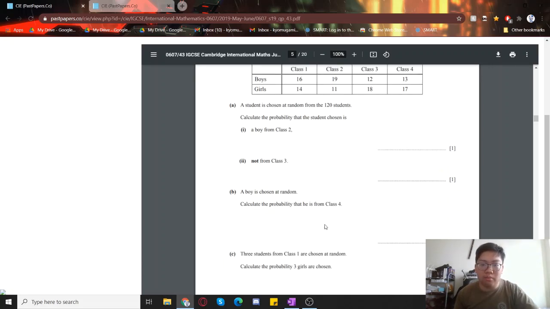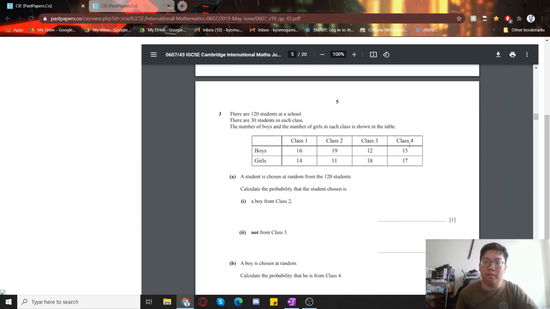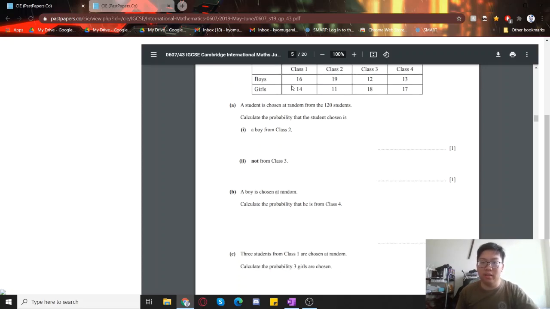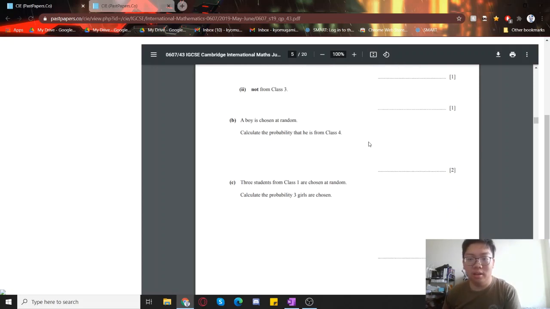So calculate the probability that he is chosen from class 4. So that's 13 out of 60. 13 out of the 60 boys that we have are in class 4. So therefore, the probability that the one we choose is from class 4 is 13 out of 60. Very easy, very simple stuff.